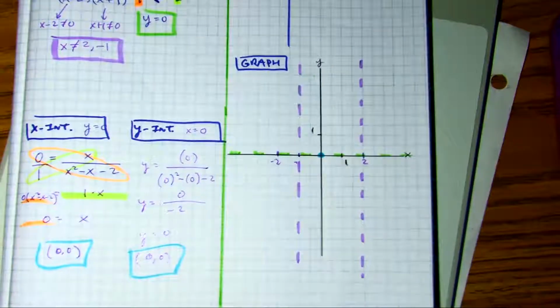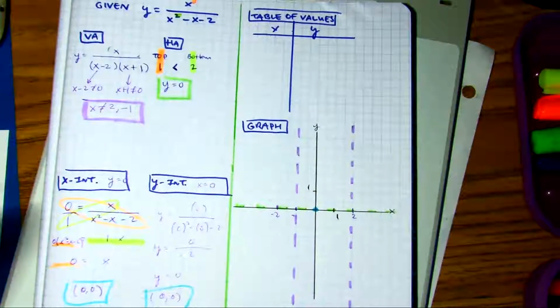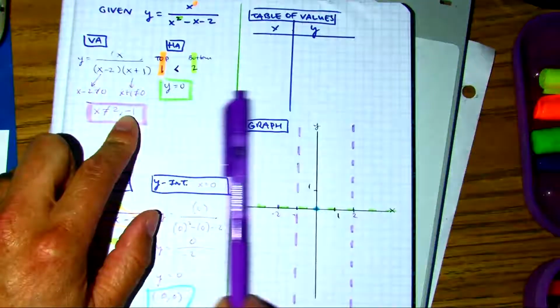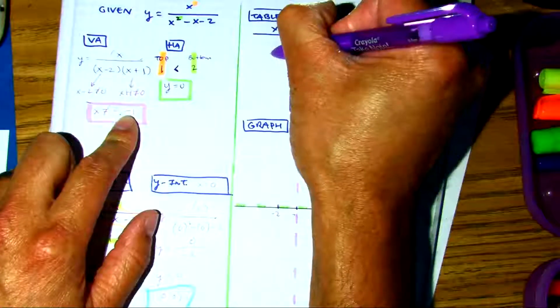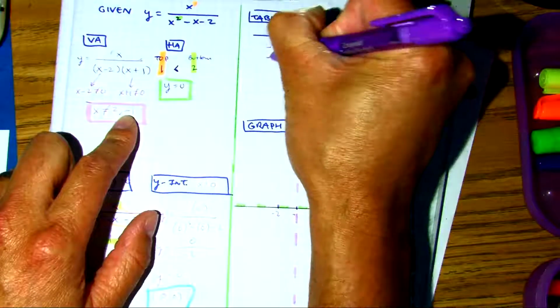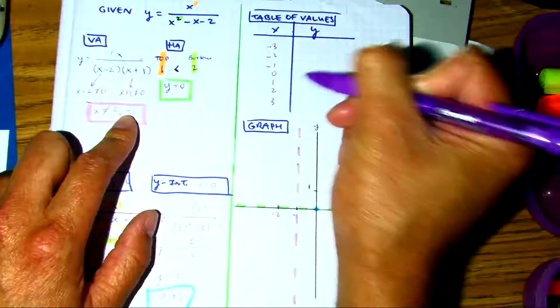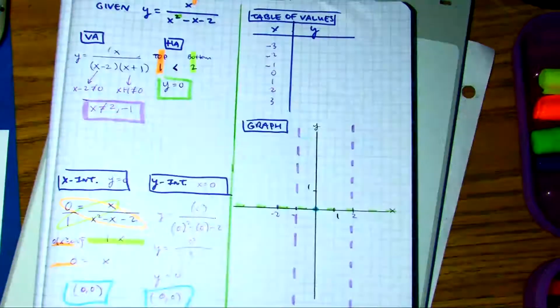Now, look at the clues we're going to use for the table of values. I basically want stuff to the left. So let me write these numbers in first. So like -3, -2, -1, 0, 1, 2, and 3. Now you might be asking, how did I pick these numbers?